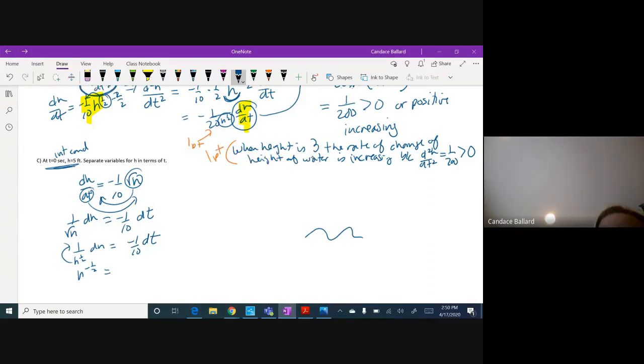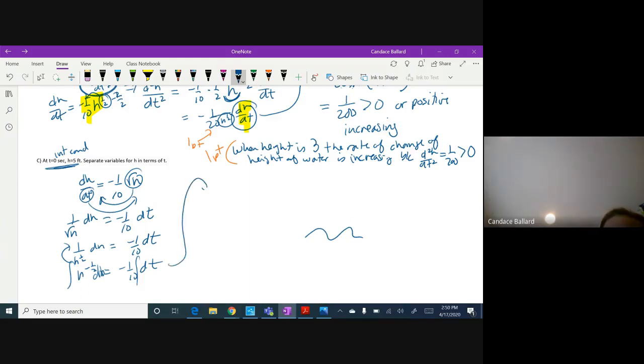All right, so I still have to have a dh right there. I haven't integrated yet. Minus 1/10 dt. Okay, I'm going to integrate both sides now because I probably got some points right in there for just doing the separation. I'll tell you that at the end.